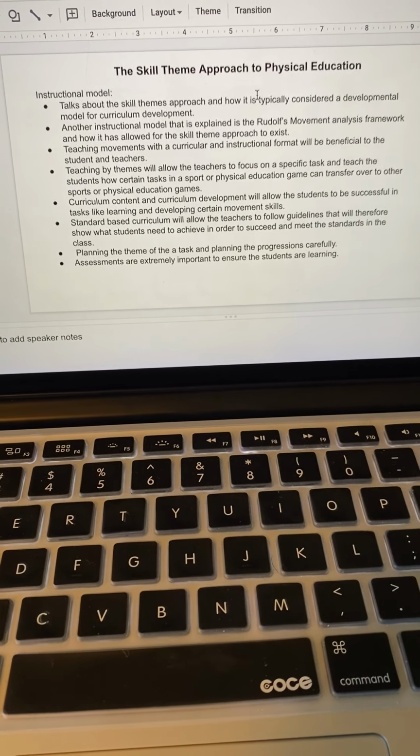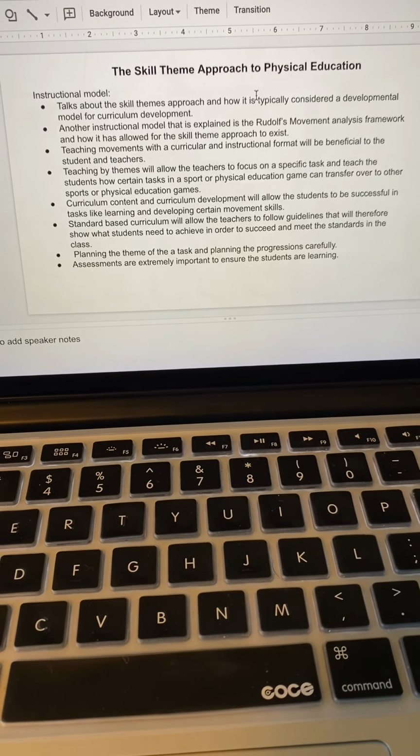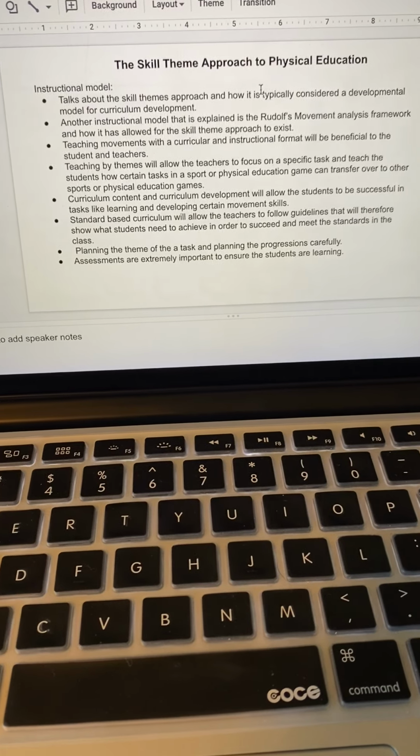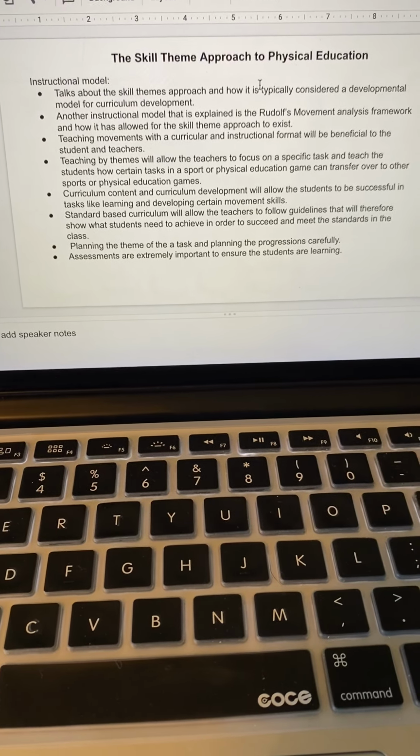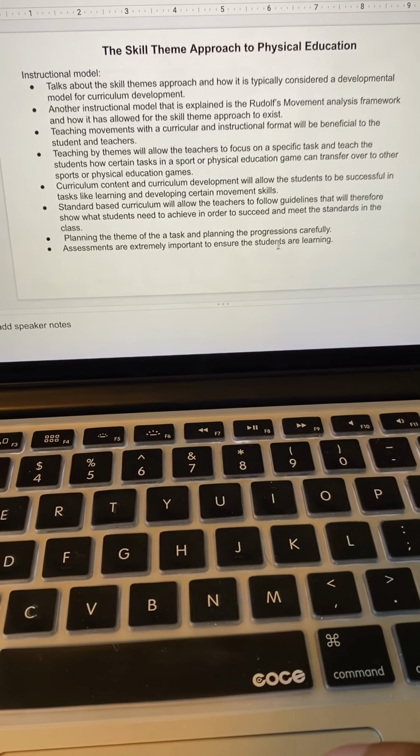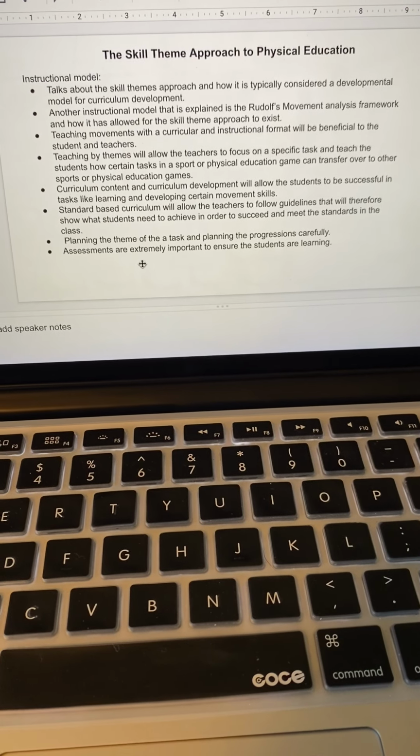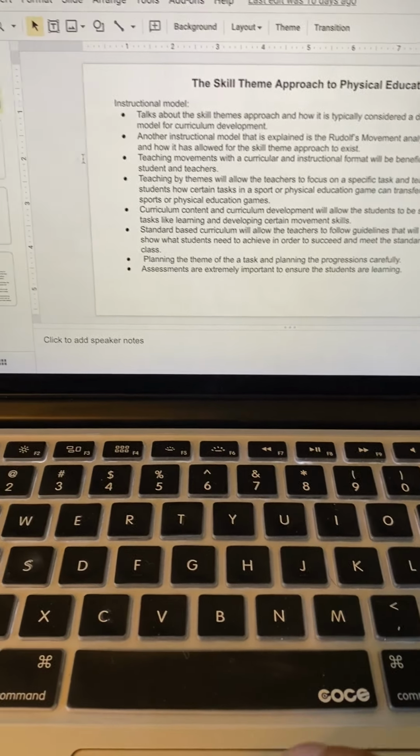The teachers have something to follow. And the standards-based curriculum will also allow the teachers to follow guidelines. Planning the theme of the task and planning the progressions carefully. Assessments are extremely important to ensure that students are learning.